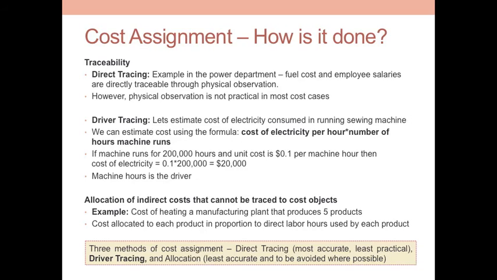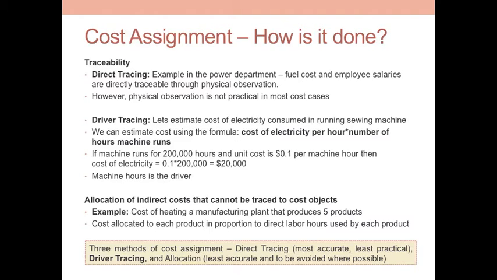Let's take a look at how cost assignment is done. There are three methods. One is called direct tracing, which is based on physical observation of costs and is the most accurate but least practical. Certain costs which cannot be traced to cost objects are assigned using a method called allocation, which is least accurate and thus should be avoided in most circumstances.